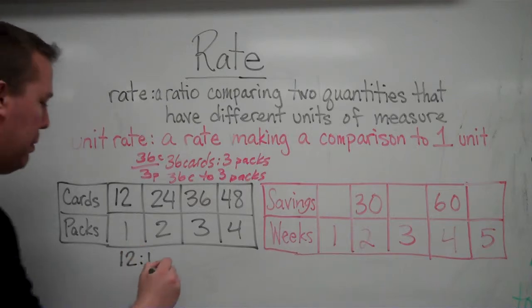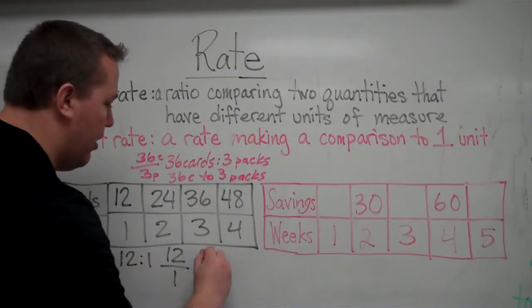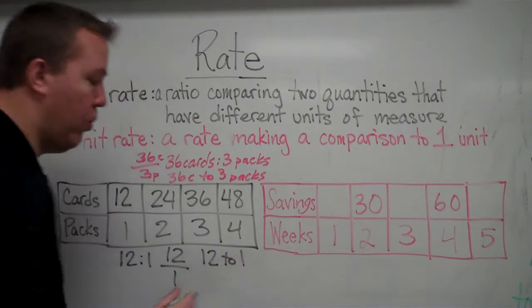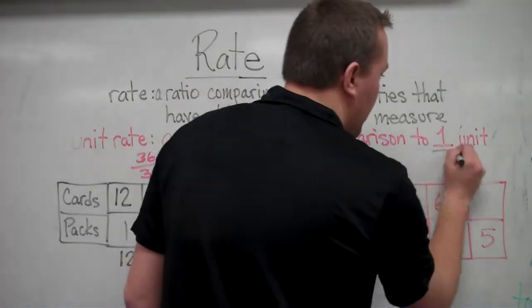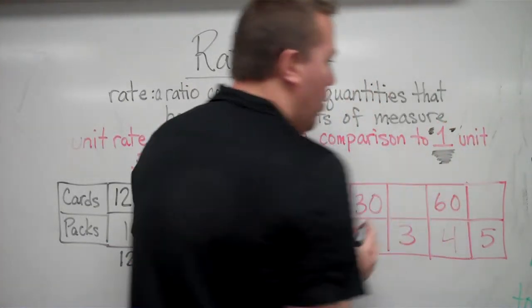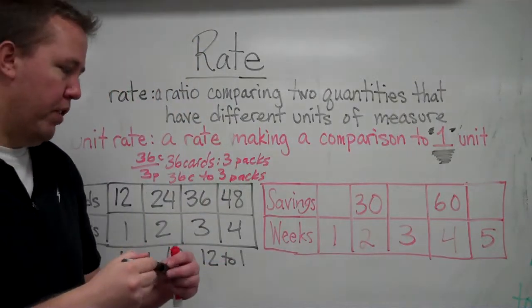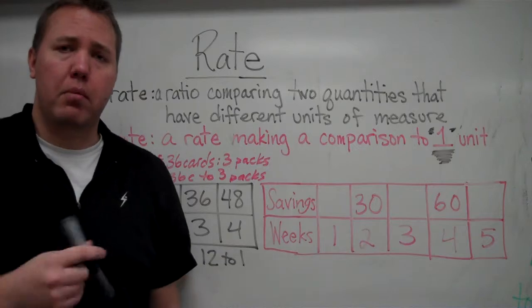12 cards for every pack. 12 cards to every 1 pack. That's a unit rate. 1 is the big number when we're talking unit rate. So we see it over here in a table. I want to go to another table over here.